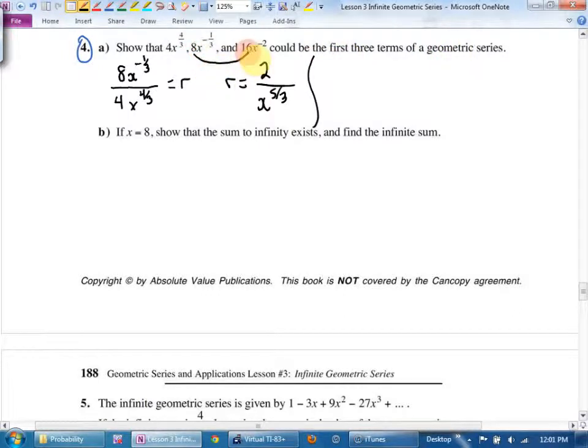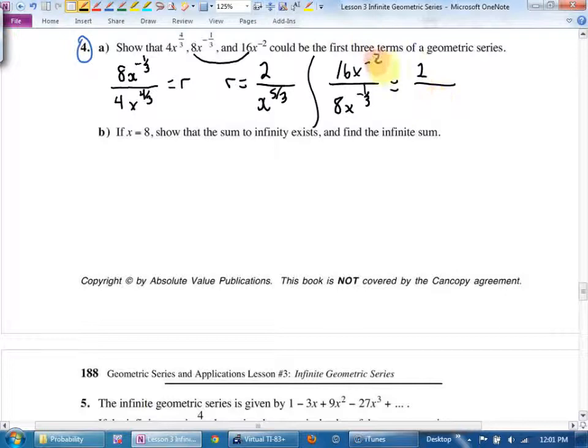Is that okay? Now, to prove that this sequence is geometric, I also need to show that this gives me the same r. If it is, then I know you're multiplying by the same r over and over, it's geometric. So I'm going to go 16x to the negative 2 divided by 8x to the negative 1/3. Let's see if that also gives me 2 over x to the 5/3. Well, 16 over 8, I got a 2.